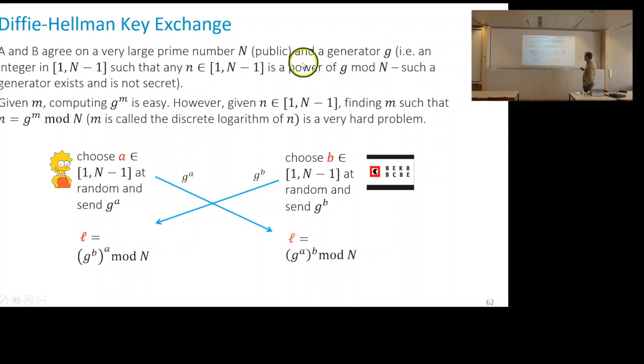So what is a generator? That's one thing of number theory that says that all the numbers between 1 and n minus 1 are a power modulo n of this. If n is a prime number, there exists a generator. For example, modulo 257, there is a number g such that all numbers modulo 257 except 0 are g to the power something.